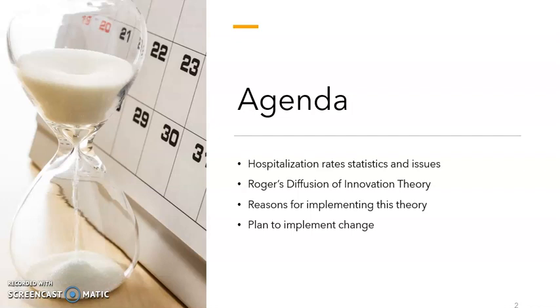Today's agenda includes the discussion of hospitalization rate statistics and why this is important to us. We will then talk about Rogers' diffusion of innovation theory and how we can use this to implement a change in practice to reduce hospitalization rates. We will discuss why this theory was chosen as a delivery method. And last, we will talk about the steps in the change plan that we will use to implement a change in our work. So let's begin.